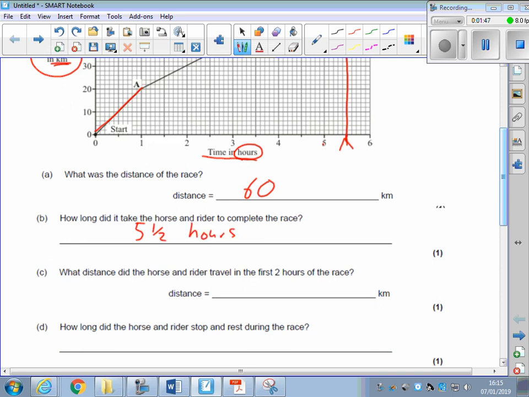So what distance did the horse and rider travel in the first 2 hours of the race? So again, we're just looking to plot it straight off the graph, the first hour, the second hour. So that's where it got in 2 hours. So again, we just need to look at where that is, and that's 30 kilometers. So we're just reading this data straight off the graph.